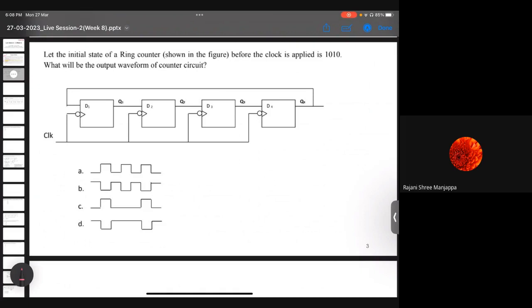As you can see, the question says there is a circuit which has a certain number of D flip-flops, and let the initial state of the ring counter before the clock is applied be 1010. So the initial state is 1010, which indicates Q3, Q2, Q1, and Q0, or, according to the question, Q1, Q2, Q3, and Q4. So I can write here the initial condition is 1010. Then the question asks what the output waveform of the counter circuit will be. So it is nothing but a counter circuit.